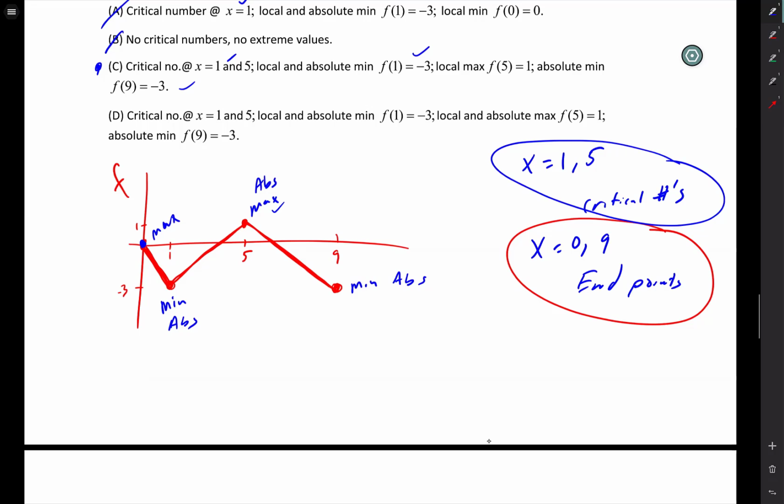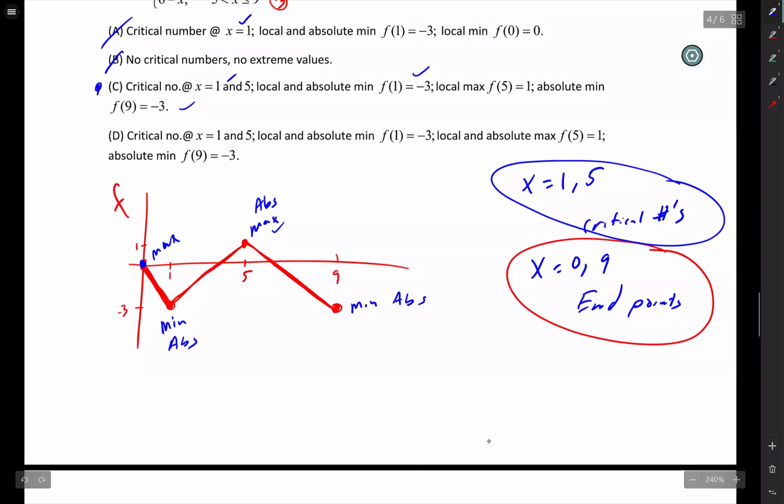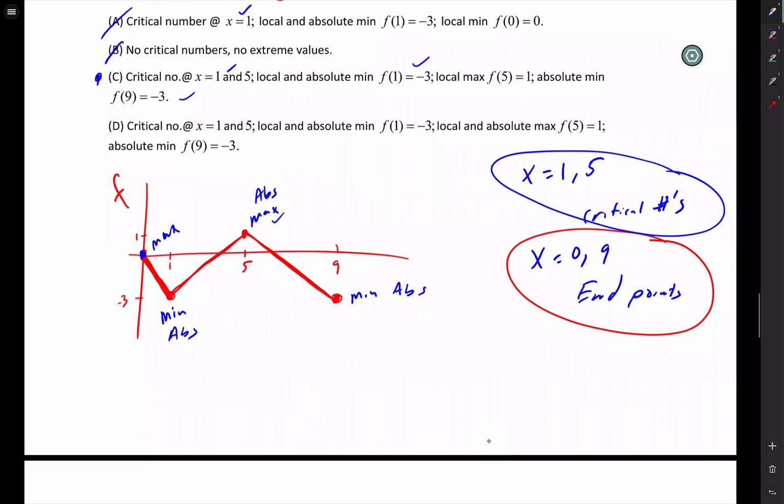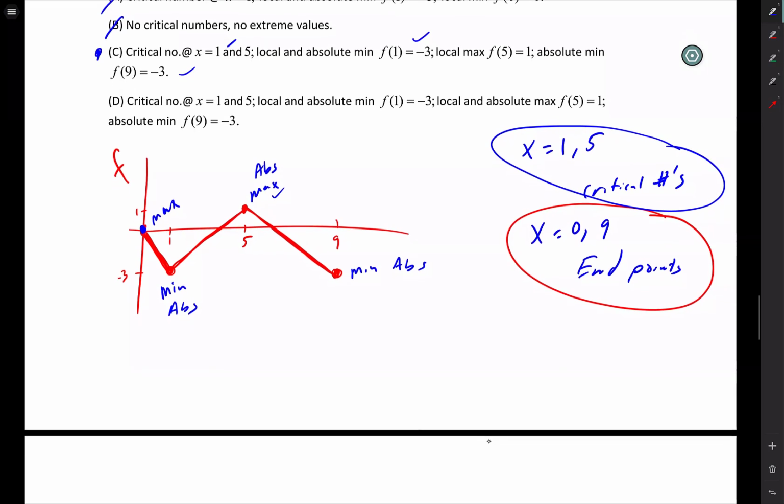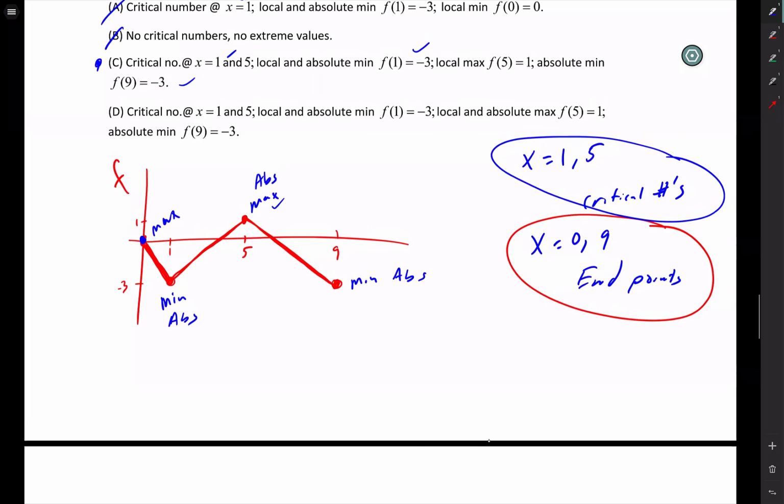Local and absolute min f of 1 equals -3. Local and absolute max f of 5 equals 1. Absolute min f of 9 equals -3. Okay, there has to be some subtle difference somewhere. Yes, 9 is local and absolute min. There has to be an error somewhere. What's the difference between C and D? Local and absolute. Okay, the more correct answer is D then.